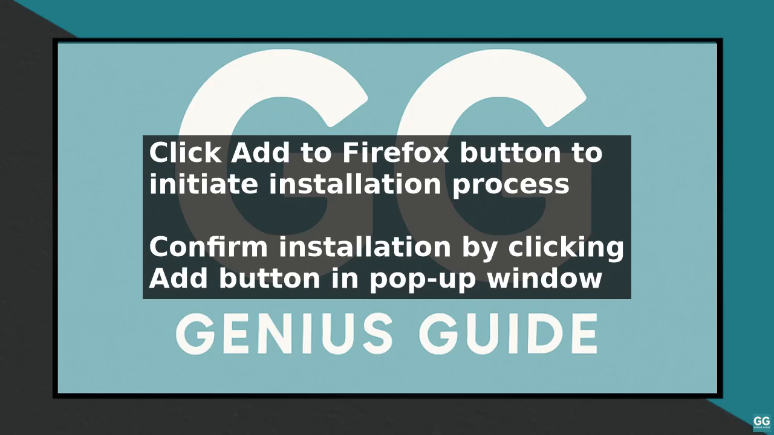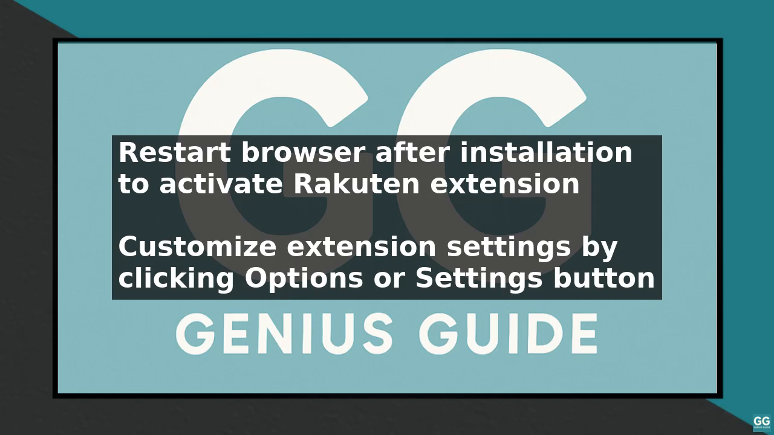Next to the address bar, click on the extension icon to open its menu and access its features. To configure the extension, click on the Options or Settings button in the menu. This will open a new tab where you can customize the extension's settings, such as setting your country or language preferences. By following these steps, you can easily add the Rakuten extension to Firefox and start using its features to enhance your online shopping experience.